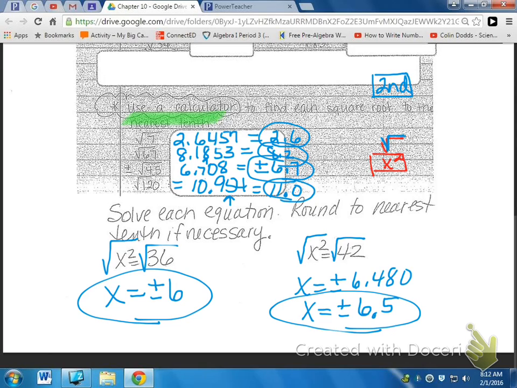Okay, questions on that? So make sure when you get to the equation part, you put plus or minus. And I can tell you for a fact, this portion will be on the I-STEP test, and they will be checking to see if you know you've got to consider both answers in an equation. So you've got to have both.